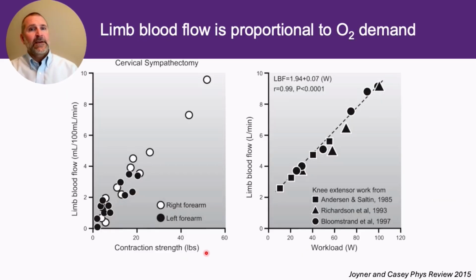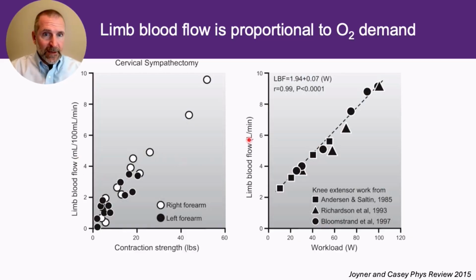And indeed, we see that blood flow is directly proportional to the oxygen demand. This figure shows a compilation of studies on the right using lower body exercise, where work rate is directly proportional to limb blood flow. And even when we look on the left using smaller muscle mass like handgrip exercise, we see a linear relationship between the amount of work being performed and the amount of blood flow.